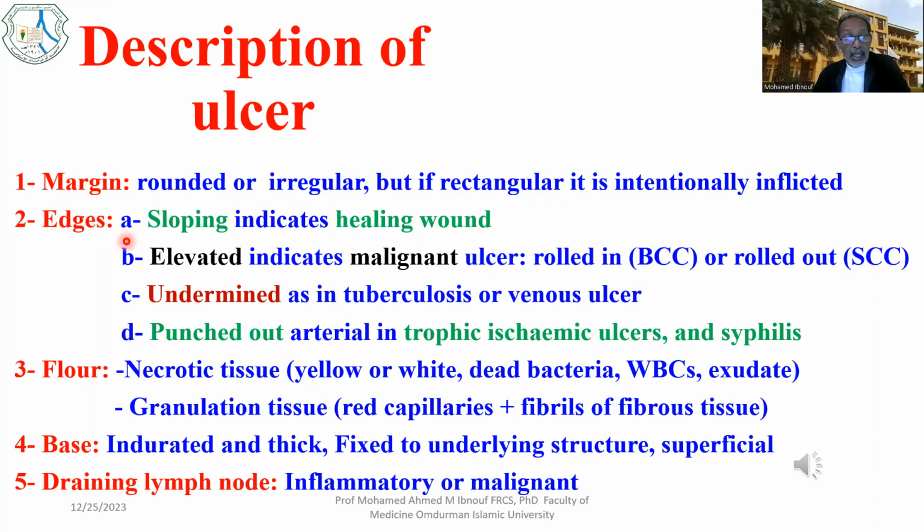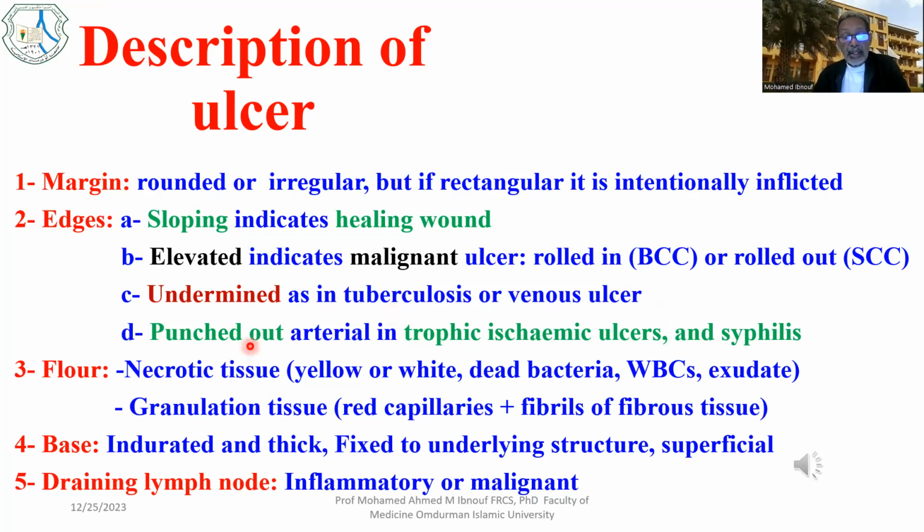By the edges, we mean the wall of the ulcer at the margin. The wall could be sloping, indicating a healing wound, or could be elevated, indicating malignancy. If it is rolled in, it is a basal cell carcinoma. If it is rolled out, it is squamous cell carcinoma. If it is undermined like a cave, this occurs in tuberculosis and venous ulcer.